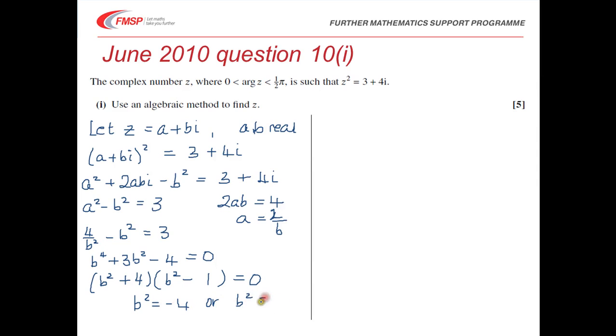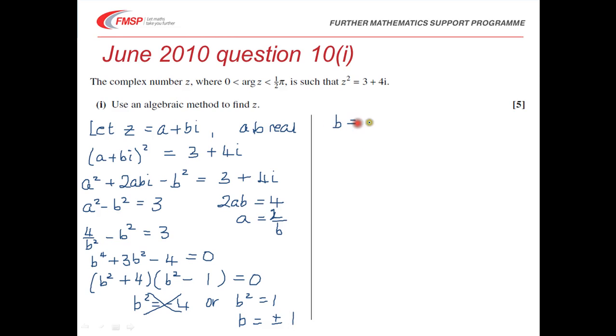So we end up with two possibilities, either that b squared is equal to minus 4 or b squared is equal to 1. Remember what we said up here, a and b were real, so this is not going to give us a solution. This is the one that's going to give us a solution, and it tells us that b is equal to plus or minus 1. So now we know that b is equal to plus or minus 1.